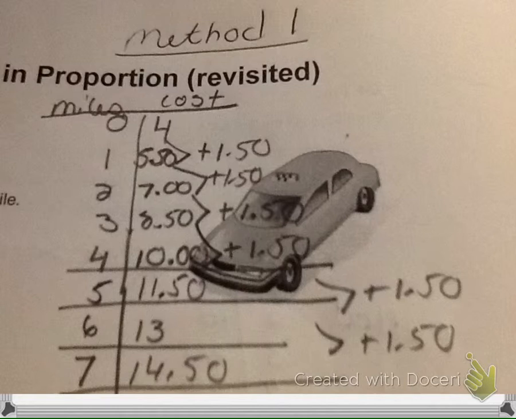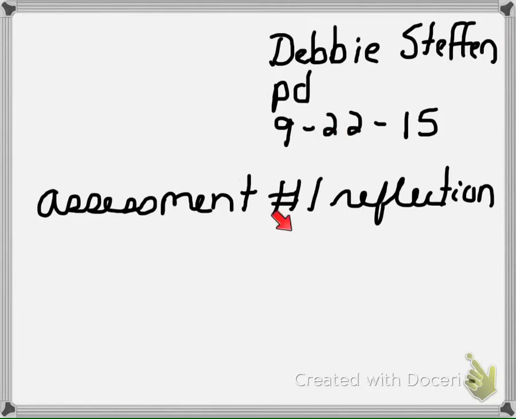Now you'll notice when you keep the table going all the way out to 7, the answer is $14.50, and that was the correct answer to this problem. So if you were adding $1.50 every time and you got something other than $14.50, you need to figure out what you did wrong and explain what you did wrong on your reflection paper that you're writing on right now to me.